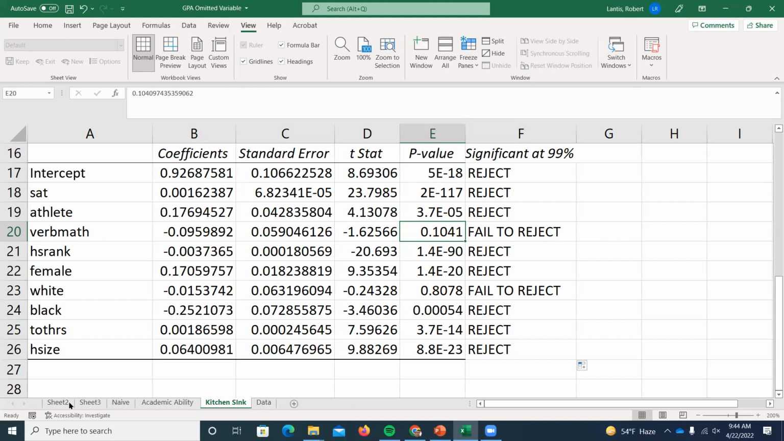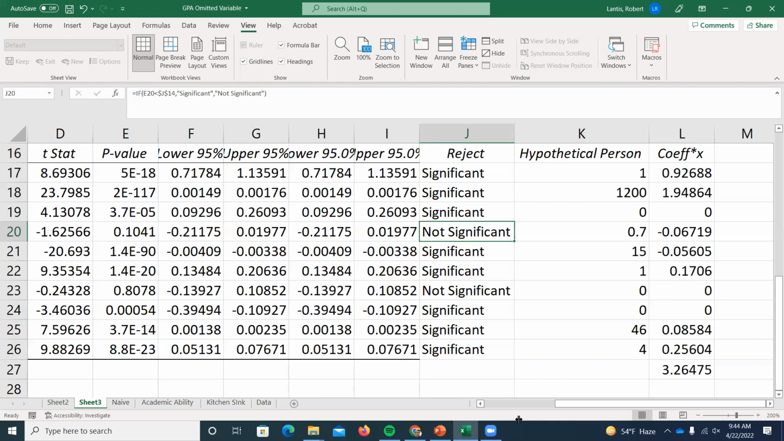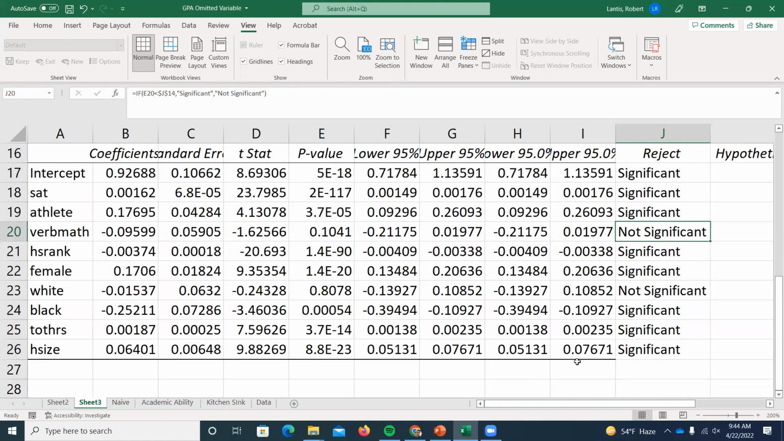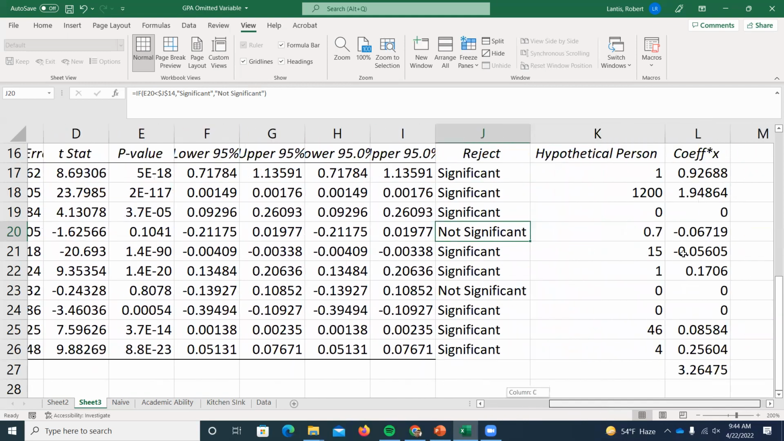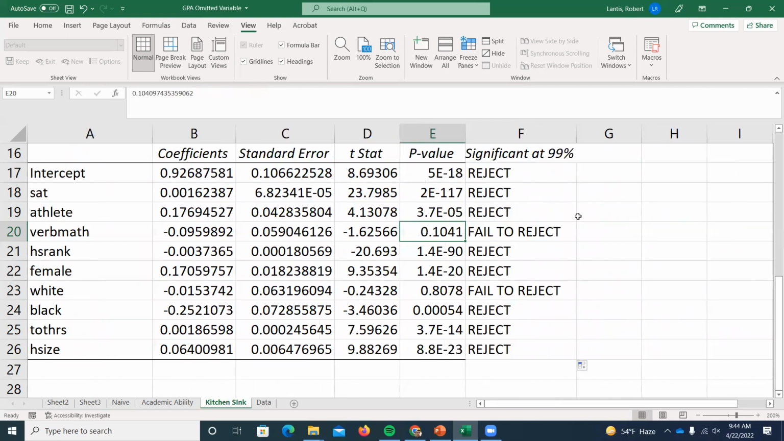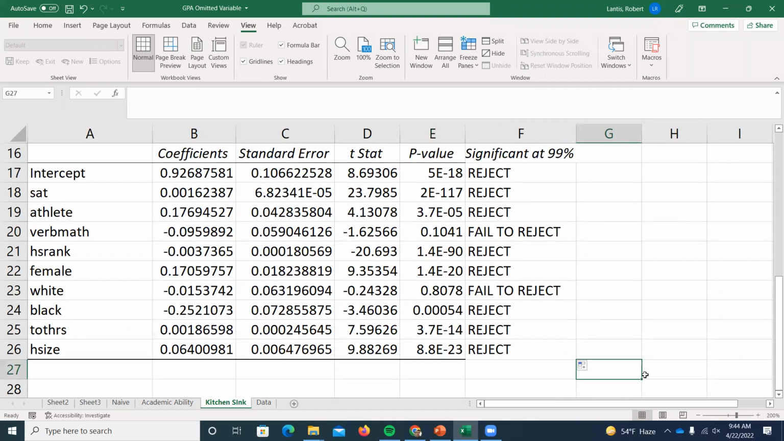One more thing I wanted to show you. Here I've got the same output, but completed. So I want to show you a way that we can make predictions. Okay? So here's my kitchen sink one, and I deleted some of the stuff so we can see what's going on. So let's say I have this hypothetical student, and I want to try to predict their GPA.